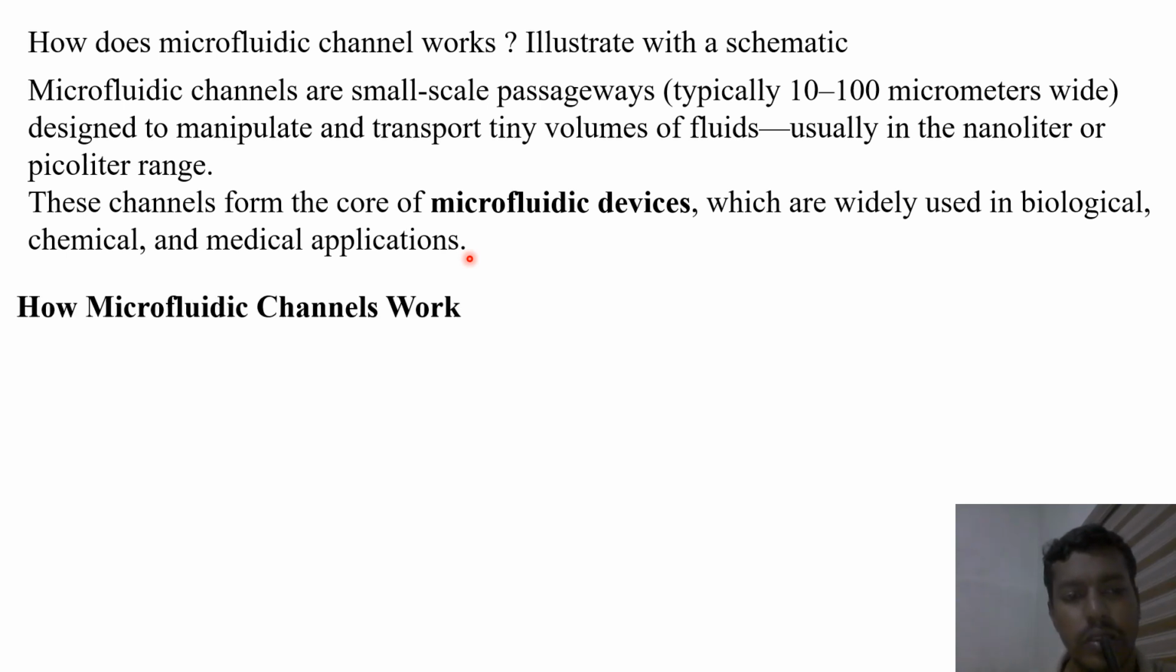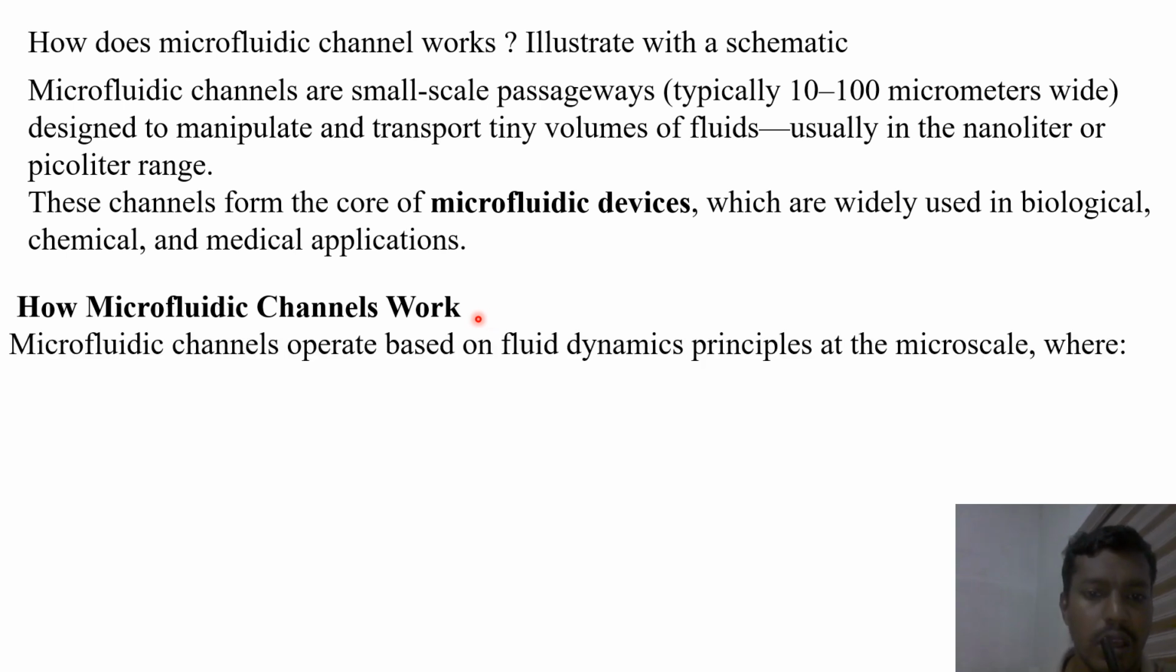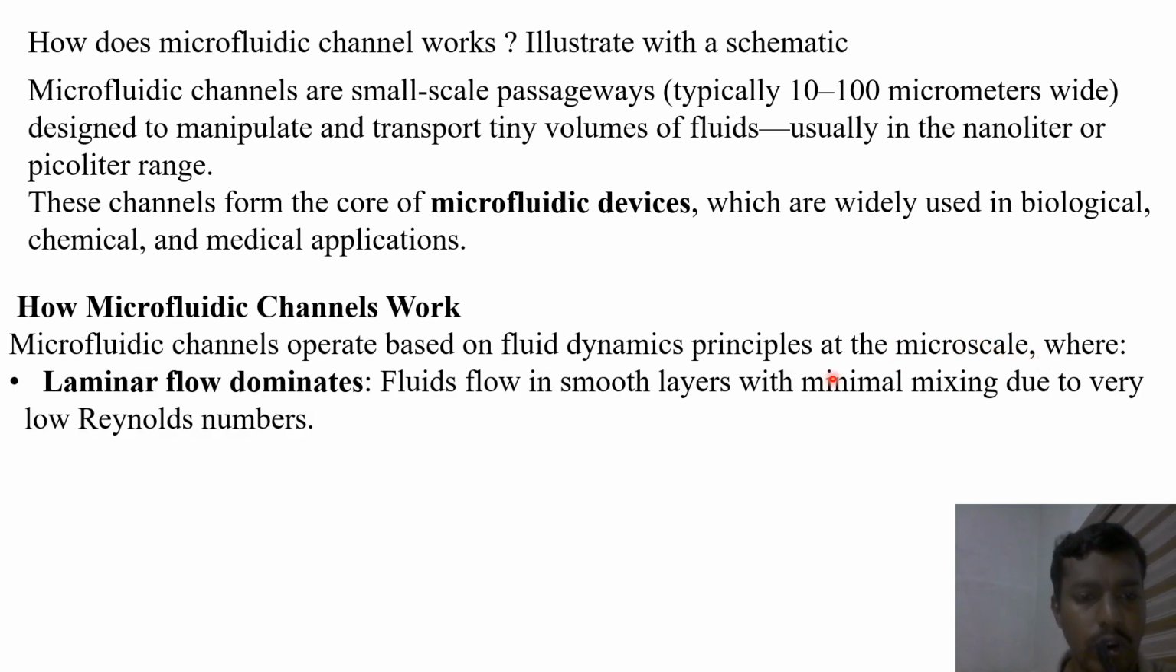Now we are going to understand how this microfluidic channel works. It operates based on fluid dynamics principles at the micro scale, where laminar flow dominates. That is, the fluid flows in smooth layers with minimal mixing due to very low Reynolds numbers. Okay, Reynolds number is a part of something that deals with the property of liquid.